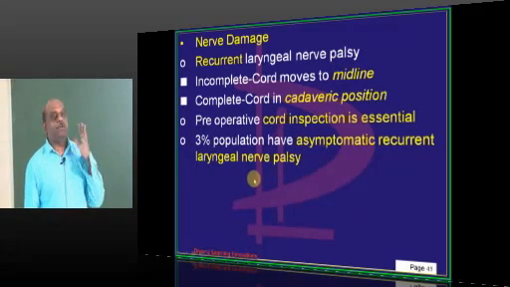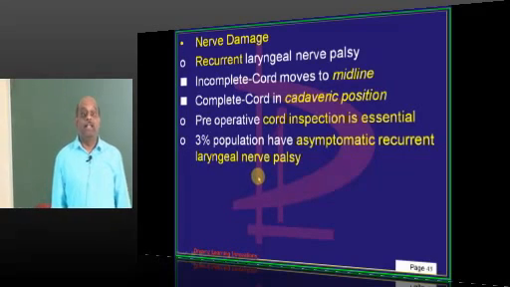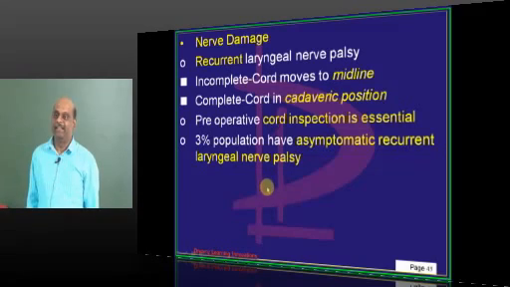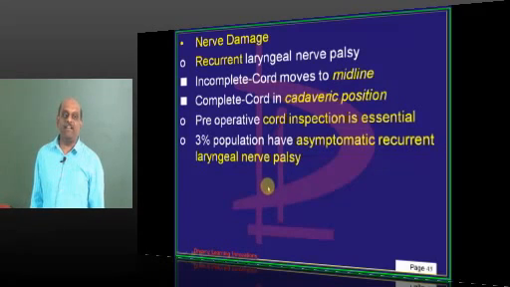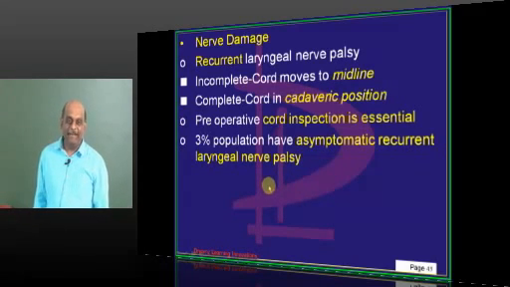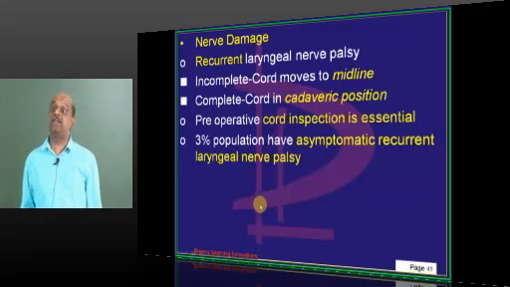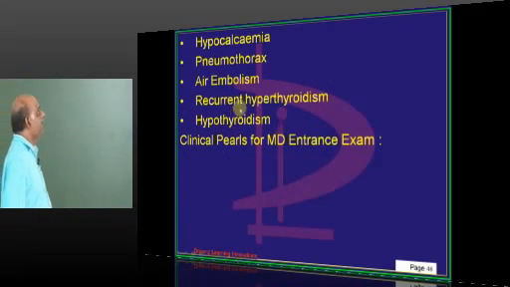Because about 3% of patients can have asymptomatic recurrent laryngeal nerve palsy. Post-operatively, if you discover recurrent laryngeal nerve palsy, it may not be due to you. He may be carrying it. In 3% of cases they can carry it asymptomatically.